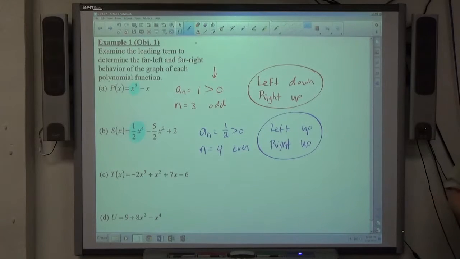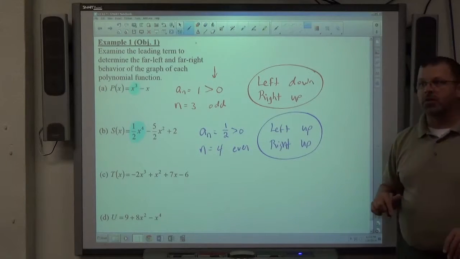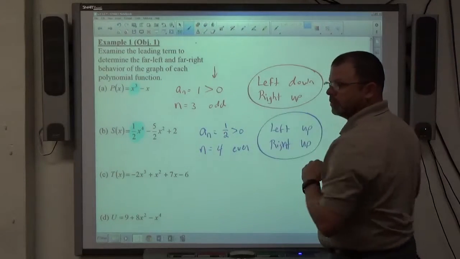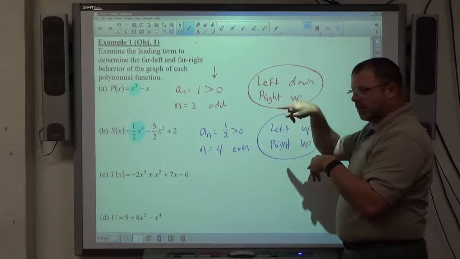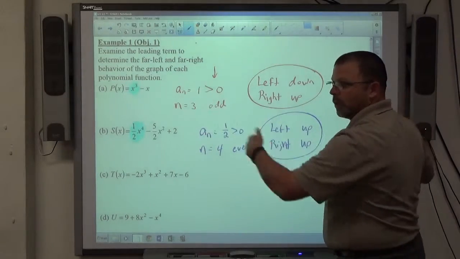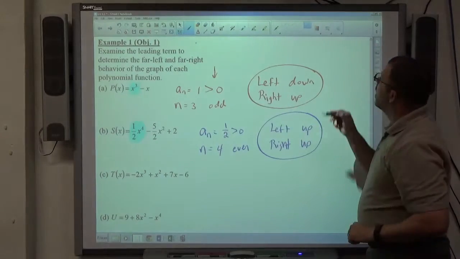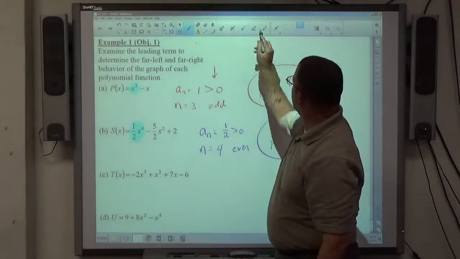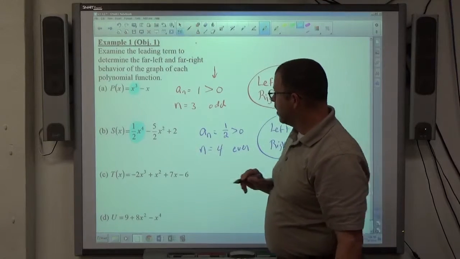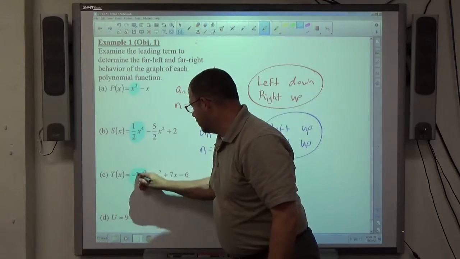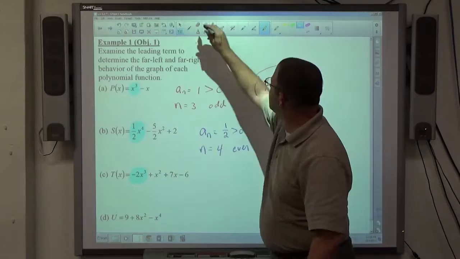I'm not determining anything else except for as I go way off to the left and right, the graph's going up. What happens in between might do weird stuff, but going way far left, up, way far right, up. Next one. Lead term is? Negative 2x to the third. Very good. Negative 2x cubed.